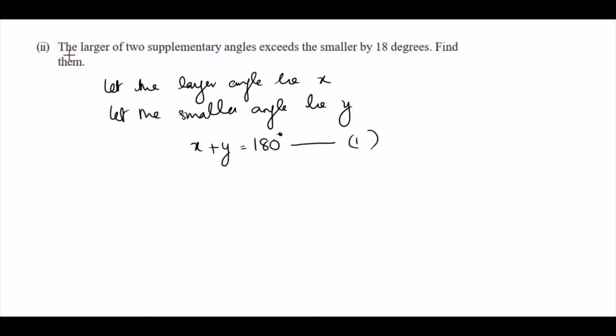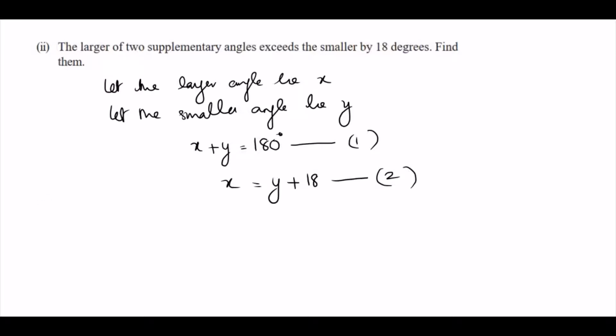Now it's given the larger of the two supplementary angles exceeds the smaller by 18 degrees. We have taken the larger angle as x, so x exceeds the smaller angle by 18 degrees. The smaller angle is y. So y plus 18 is x. That is, the larger angle exceeds the smaller angle by 18. Exceeds means it's more than. So it's the second equation. Now, like the previous example, one variable is written in terms of the other, so you can directly substitute this value in the first equation.